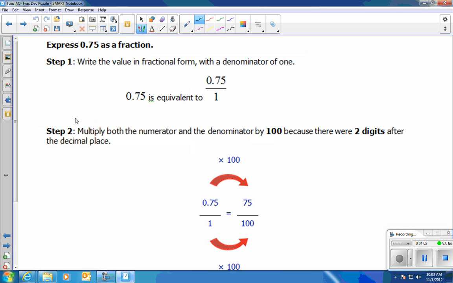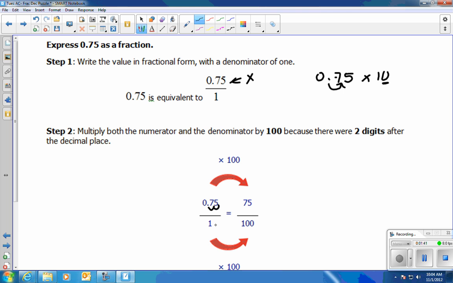So 0.75. Hopefully you already know that that's 3/4 because it is one of the ones that you should have memorized. But this is the same thing as just writing it over a 1. However, we never want to have decimals inside a fraction. So to get rid of that, we multiply by a power of 10. Remember that when you multiply by a power of 10, however many zeros it is, that's moving the decimal over. So in this case, I've got 2 decimal places, so I want to move it over twice, which means I'm really multiplying by 100.